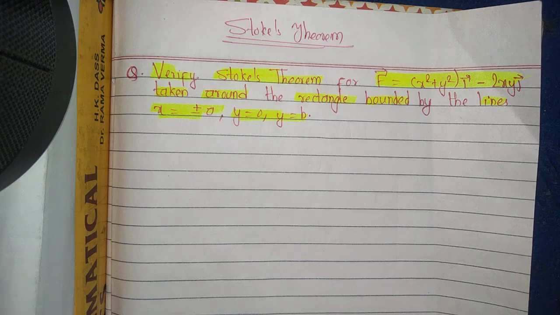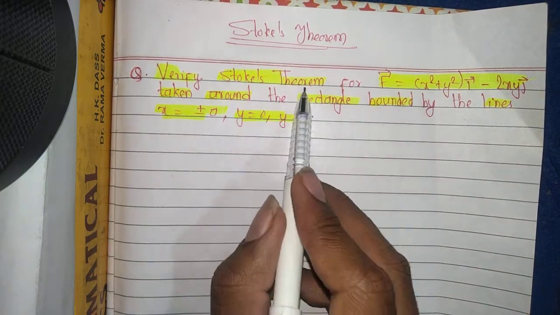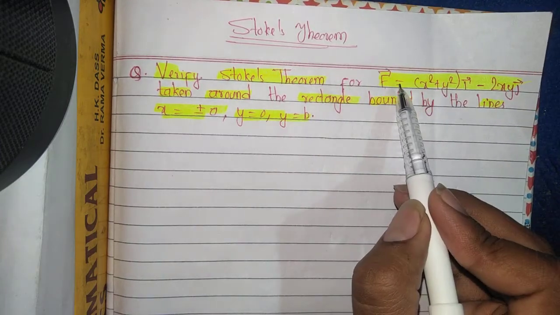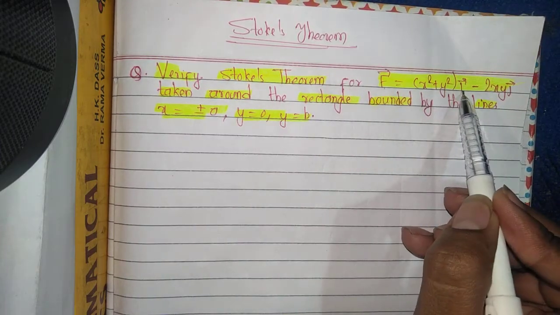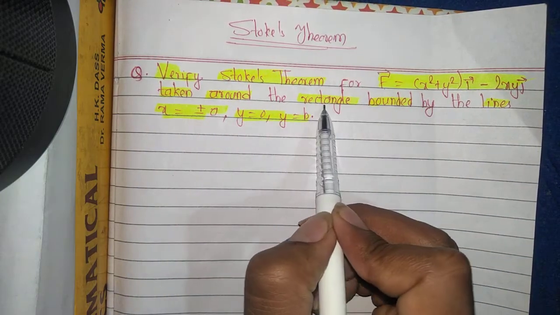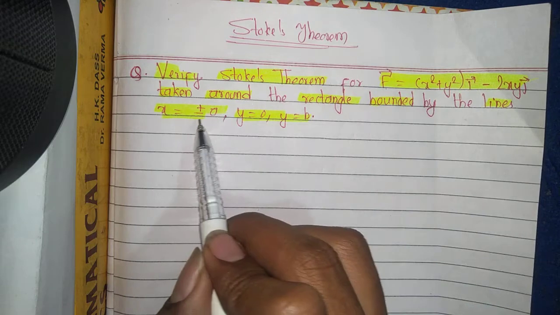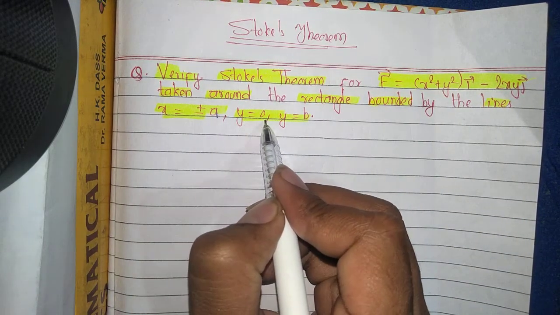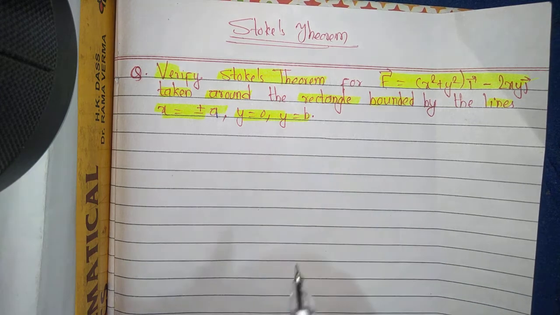Hello everyone. Today we are going to solve another problem of Stokes theorem. Now our question goes like this. Verify Stokes theorem for force field vector F equals (x² + y²) i vector minus 2xy j vector taken around the rectangle bounded by the lines x equals plus minus a, y equals 0 and y equals b.